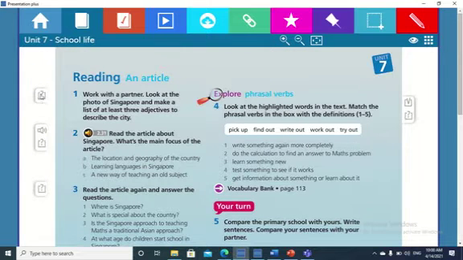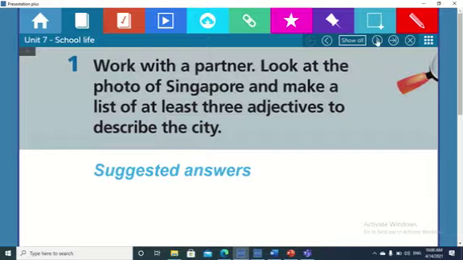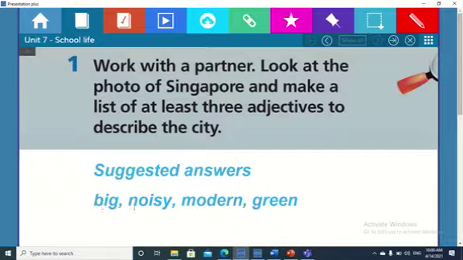Of course, you can suggest certain adjectives like it's a big city, it's noisy, it's modern, and it's green. There are a lot of trees in the photo. Of course, you can suggest your own adjectives to describe the photo of the city or the country.